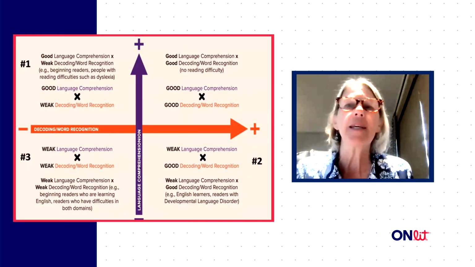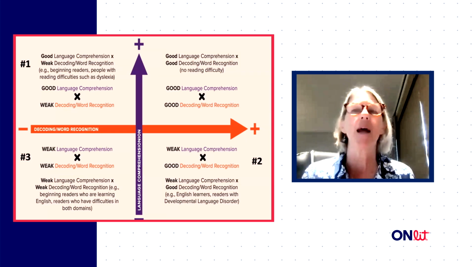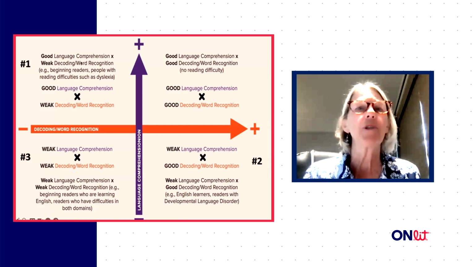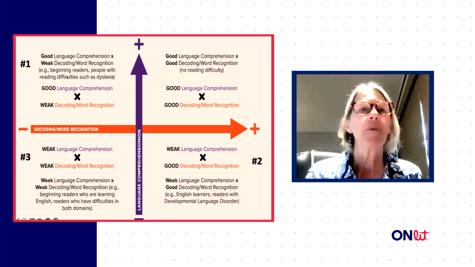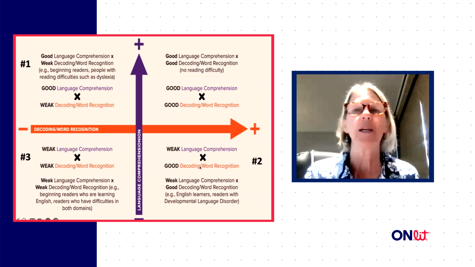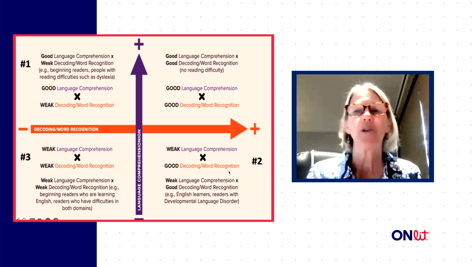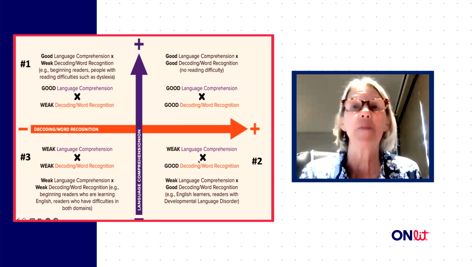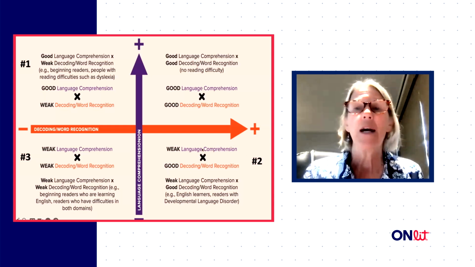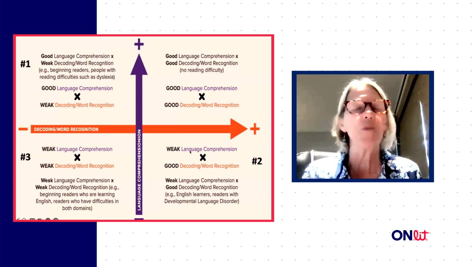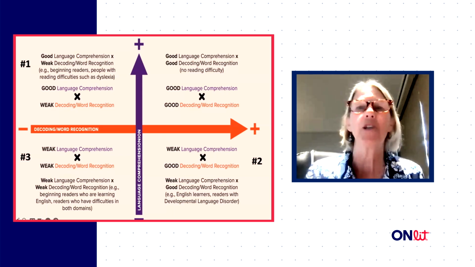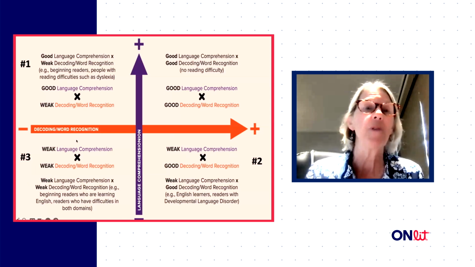And if you haven't seen this slide before, something like it, we could think about students that have good language comprehension, but weak decoding, right? And these students are students that are often considered dyslexic. We have sort of the opposite profile where kids have weak language comprehension, but good decoding. And these are students that might be considered having developmental language disability or disorder. They can read those words beautifully, but they have trouble with language comprehension. And then we have kids that are weak in both areas.